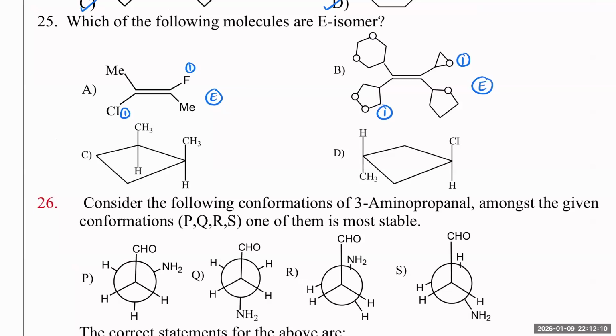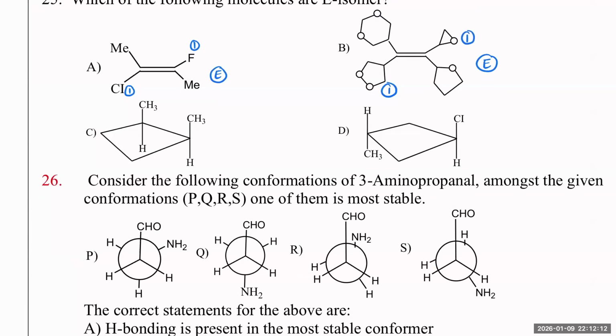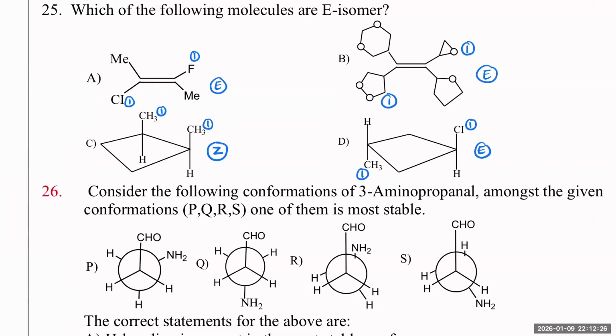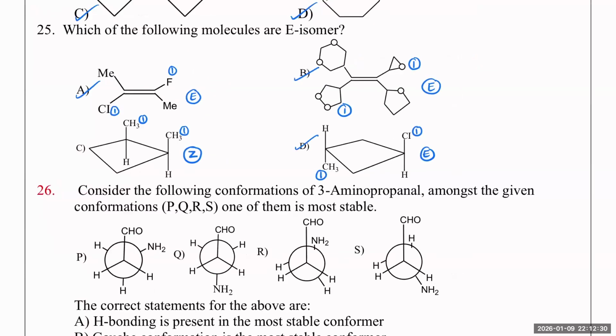Everybody clear? Next. Here, these two are high priority groups. High priority groups are on the same side, which means it is Z isomer. Here, the high priority group is here, the high priority group is here. They are opposite to each other. That means they are E isomer. So the answer is A, B, and D. Everybody clear?